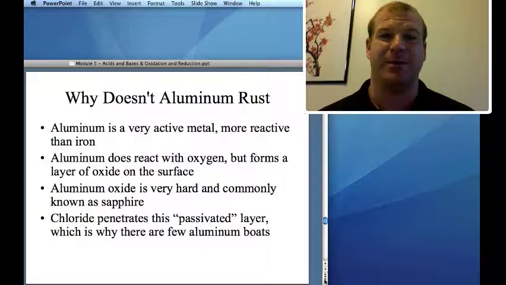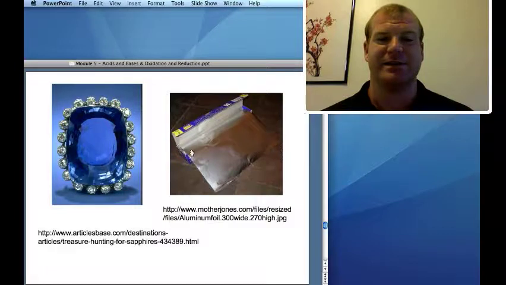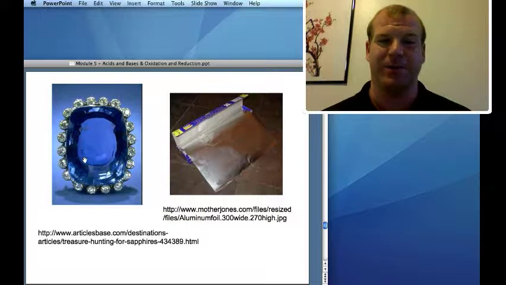Also, that's why I don't have aluminum parts for plumbing. And here's a sapphire, and here's aluminum foil. So why is this? Why doesn't the sapphire here look blue? Because there are iron and titanium impurities in sapphire which make it look blue.